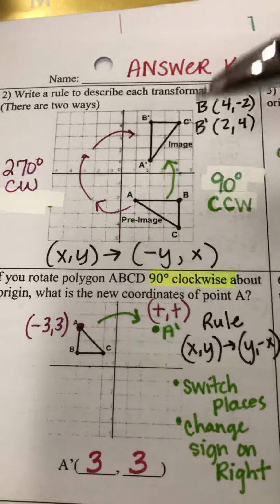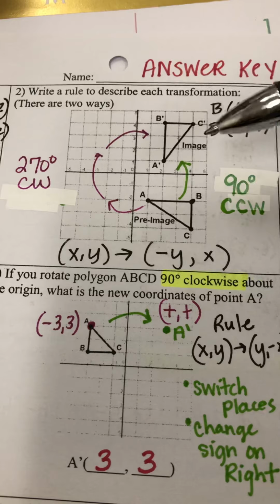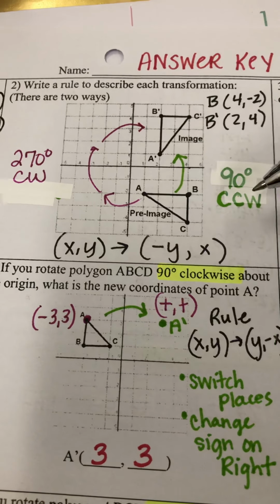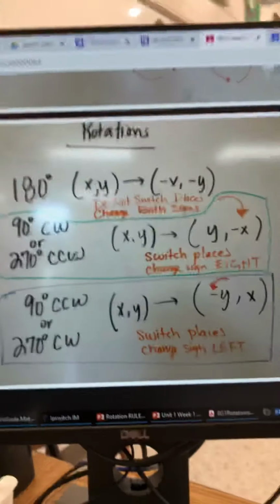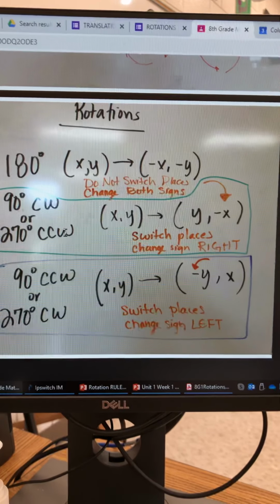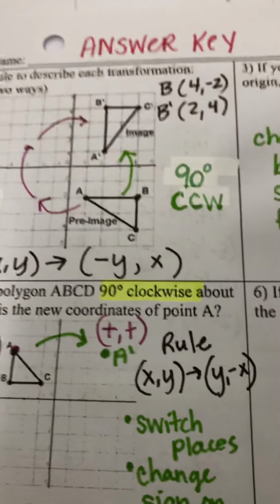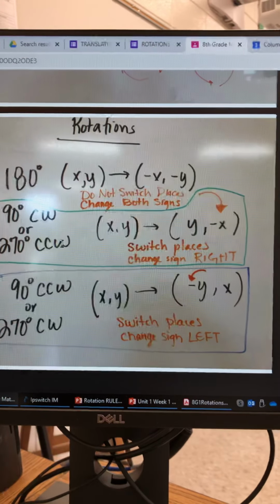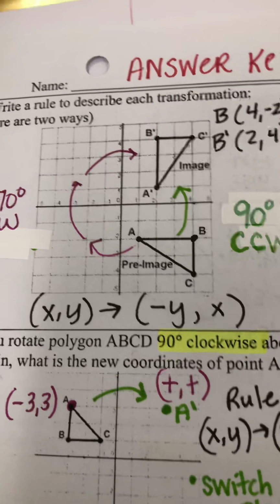Same thing on this one, guys. You had to just tell them what the rule was. So just by looking at how the figure changed, you could have said it was 90 degrees counterclockwise or 270 clockwise. Remember, those are the same rule, right? Looking at the rules that we had on the board, 90 degrees clockwise, 270 counterclockwise: (x, y) turns into the point (y, -x), or 90 degrees counterclockwise, and 270 clockwise turns into the point (-y, x). So the one that we were using on this problem was the 90 degrees counterclockwise, so you should have written that rule right there.